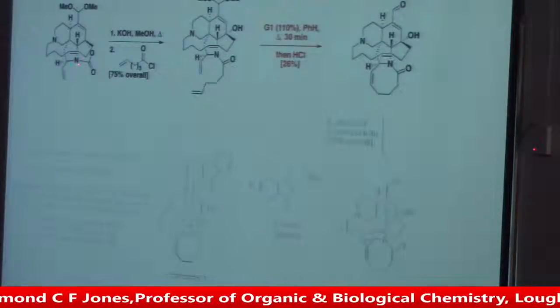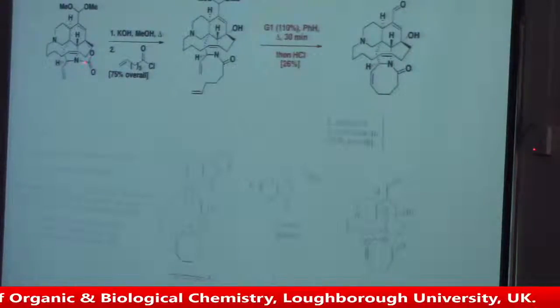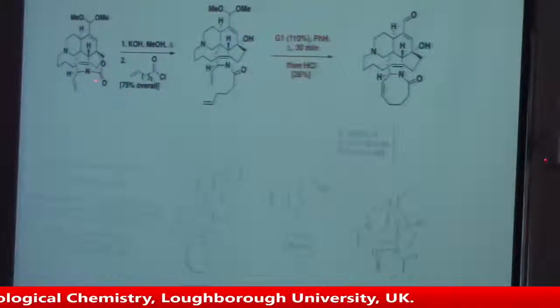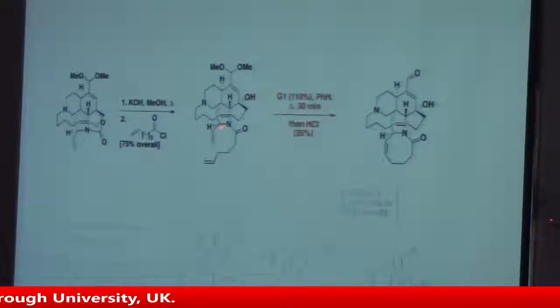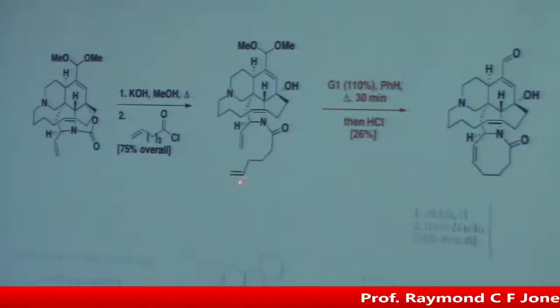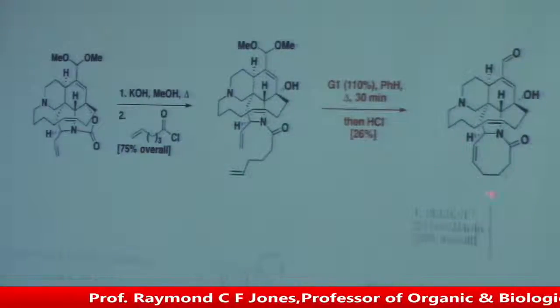So there's the molecule that was on the last slide again. We'll build in the other side chain. It's got to be attached to this nitrogen, but that nitrogen is currently protected, so base hydrolysis to remove this carbamate protection leaves an alcohol here and a free amine that you can then acylate with a long chain acid chloride.